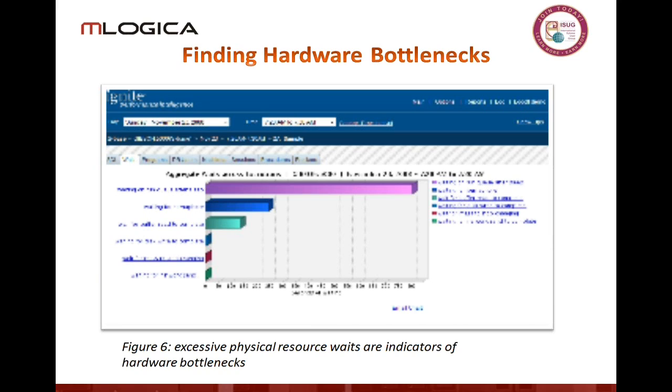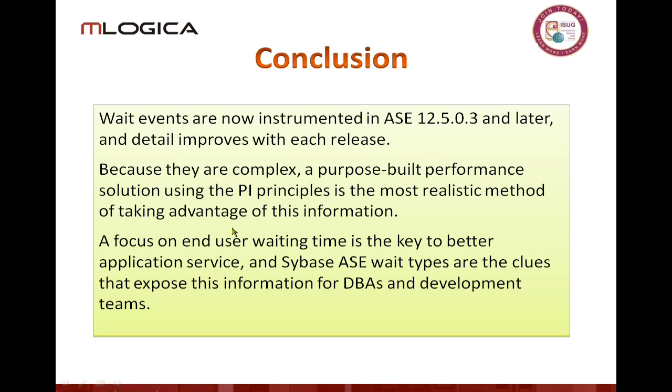So here we have some physical resource weights. Once again, the different colors might represent I/O, memory, CPU, locking, depending on what we're trying to do. So this is not the conclusion of the seminar. This is the conclusion of the wait time. These wait events are now instrumented.